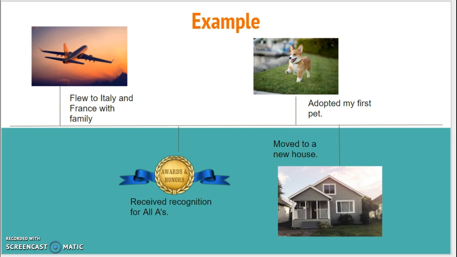So when talking about the visual representation of the timeline, here is just a quick example that I put together of how it might look for a student who is an ELL. It's pretty simple, just having an image and a sentence to describe what that image is and what it's tied to in their life.